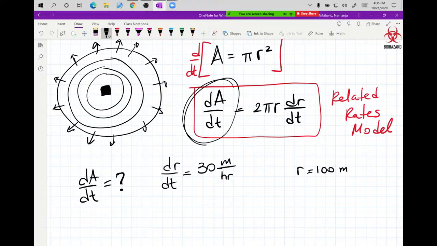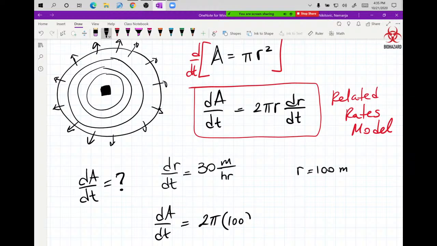So dA/dt is something that we need to compute, and luckily we have 100 to stick in here and 30 to stick in there, and that's it. We're done. So dA/dt is 2 pi r, where r is 100, and dr/dt is 30. Just plug the numbers in, right? That's going to be 6,000 pi. And then the units have to be meters squared per hour.